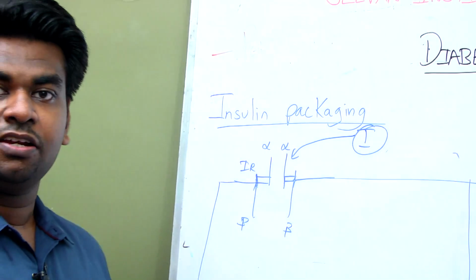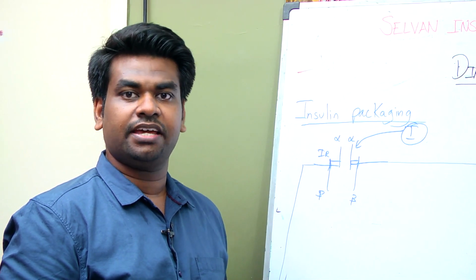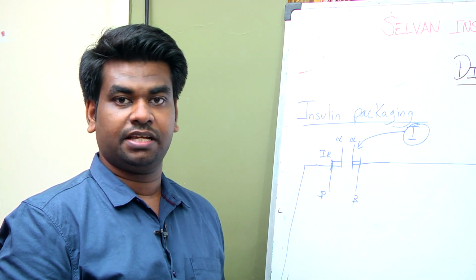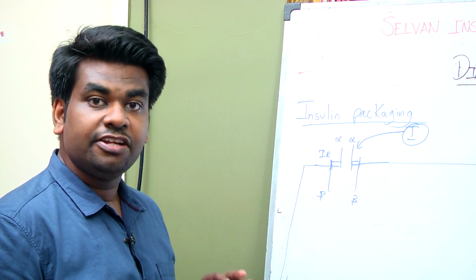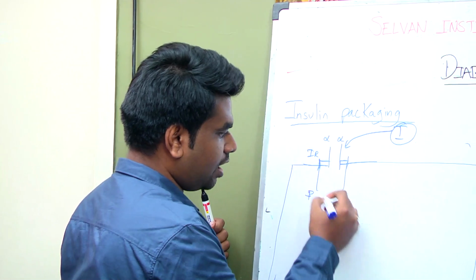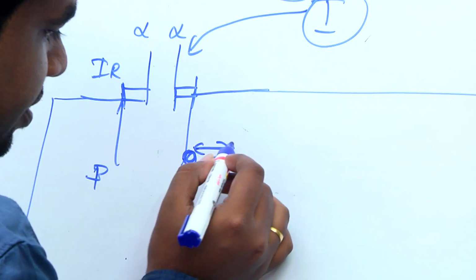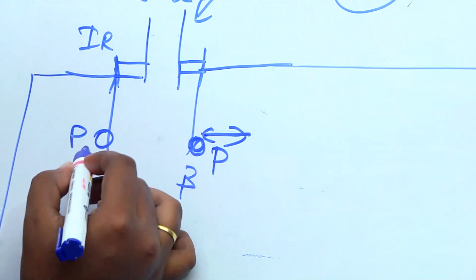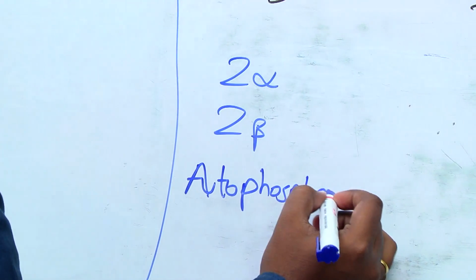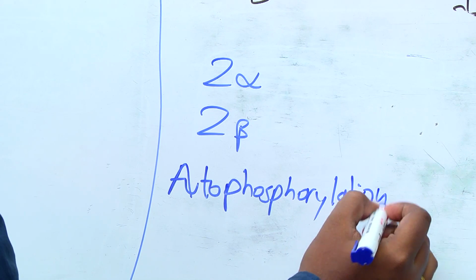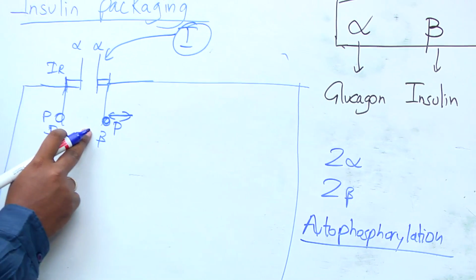This insulin receptor is a kind of tyrosine kinase receptor. So we know that there are 4 major kinds of receptors: the ionotropic receptors, G protein coupled receptors, tyrosine kinase receptors, and the nuclear receptors. So now this receptor is a tyrosine kinase receptor. So what happens in the first stage itself? There will be autophosphorylation of these receptors. That is the first step. So when the insulin comes and binds to this receptor, there occurs autophosphorylation here.